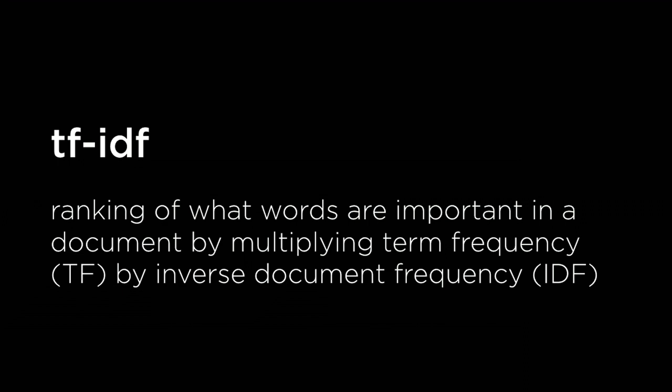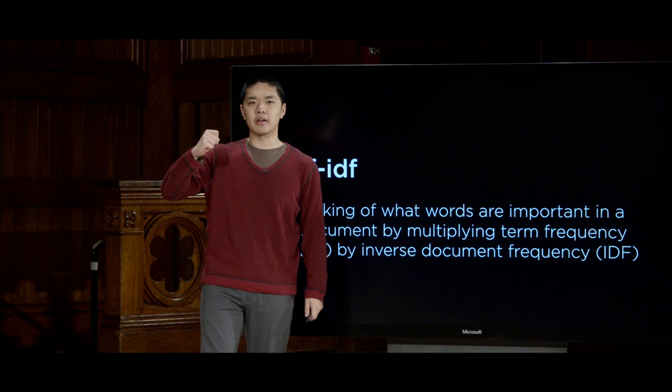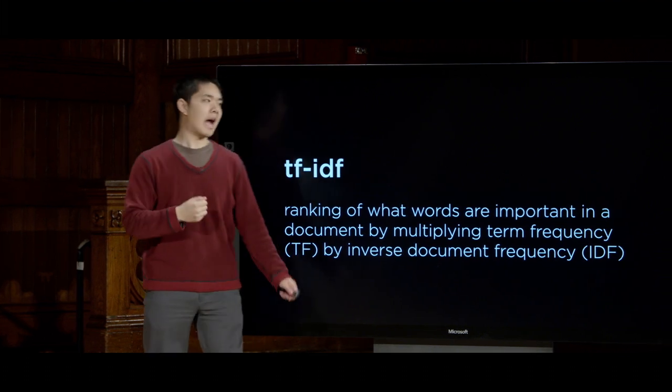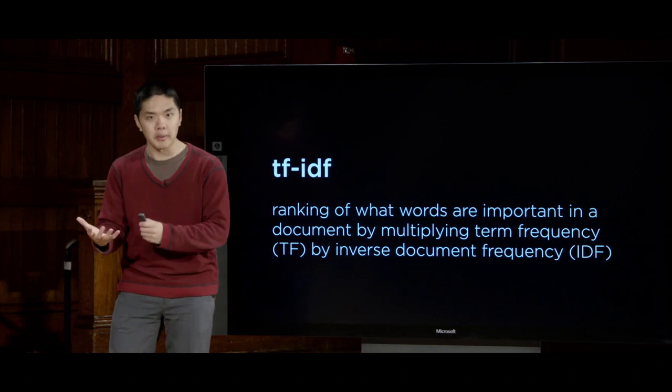Multiply term frequency, or TF, by inverse document frequency, or IDF. The idea here is that how important a word is depends on two things. It depends on how often it shows up in the document, using the heuristic that if a word shows up more often, it's probably more important.